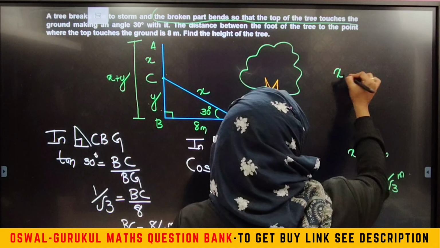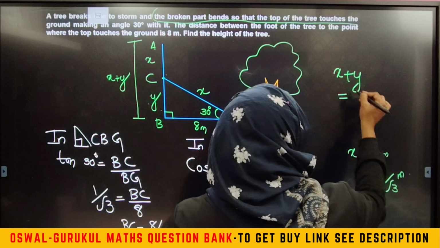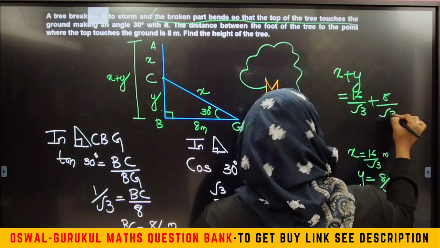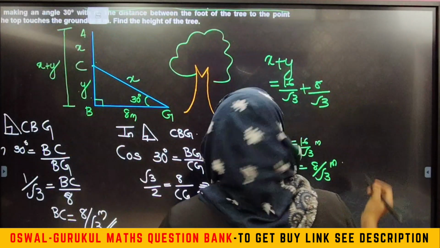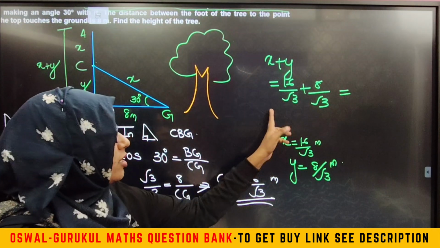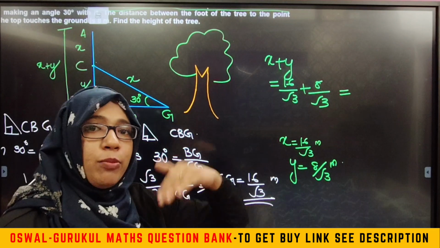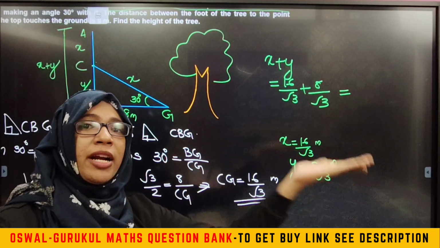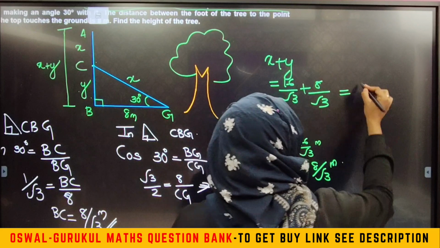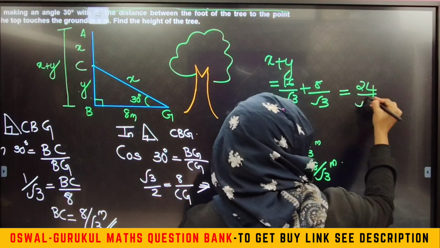Okay, so x plus y, which is given by 16 divided by root 3 plus 8 divided by root 3. You know that when comparing these two fractions, the denominators are the same, so you can move on with the operation on the numerators directly there. So 16 divided by root 3 plus 8 by root 3 is equal to 24 divided by root 3.